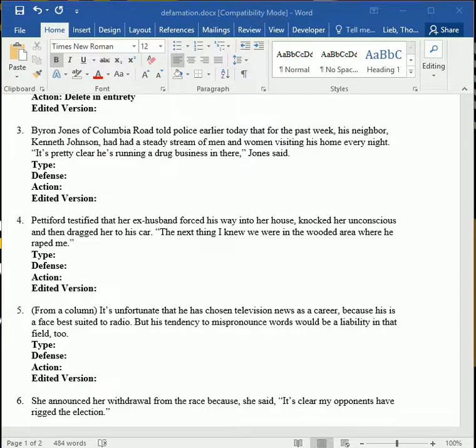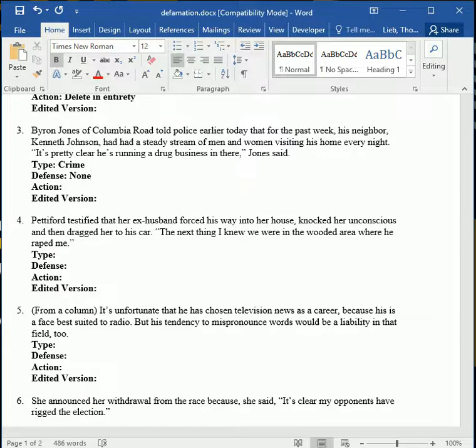Okay, let's look at number 3 now. It might seem at first that this one could be okay, but then let's look at it carefully, and there's a strong suggestion that this person is engaged in criminal activity, running a drug business. So once again, the type is crime. And do we have a defense on this one? Has this person been charged with a crime? No. Is this just someone's opinion and not a factual charge? No. So again, we don't have a defense.